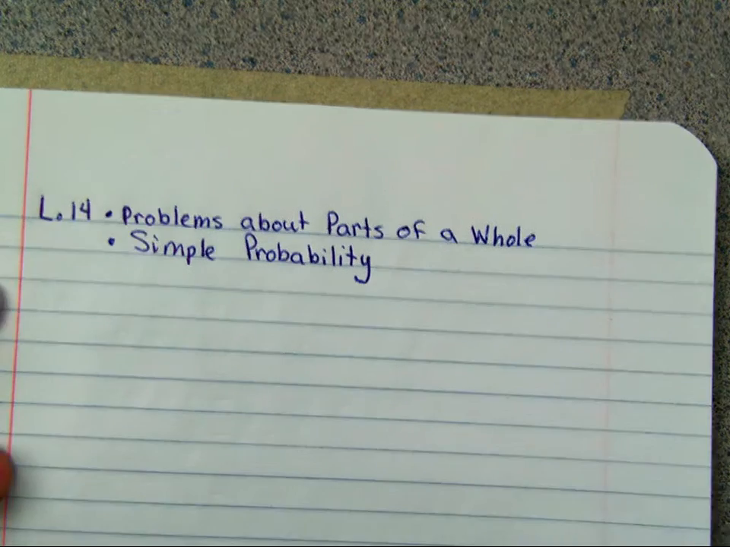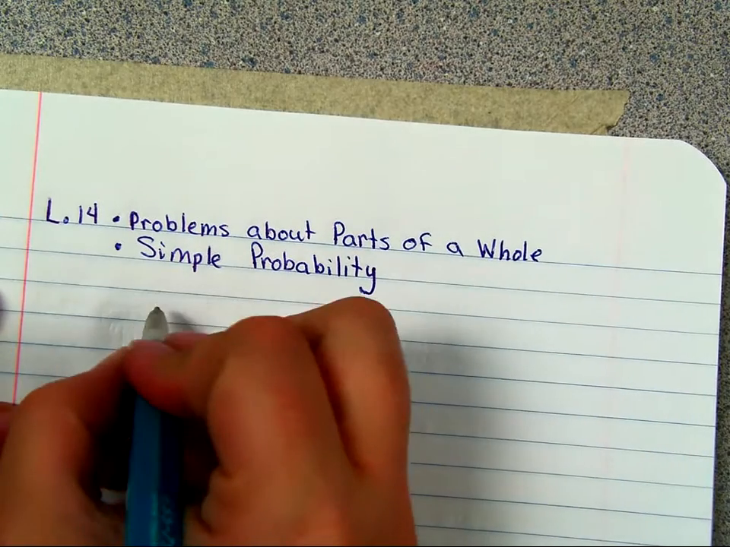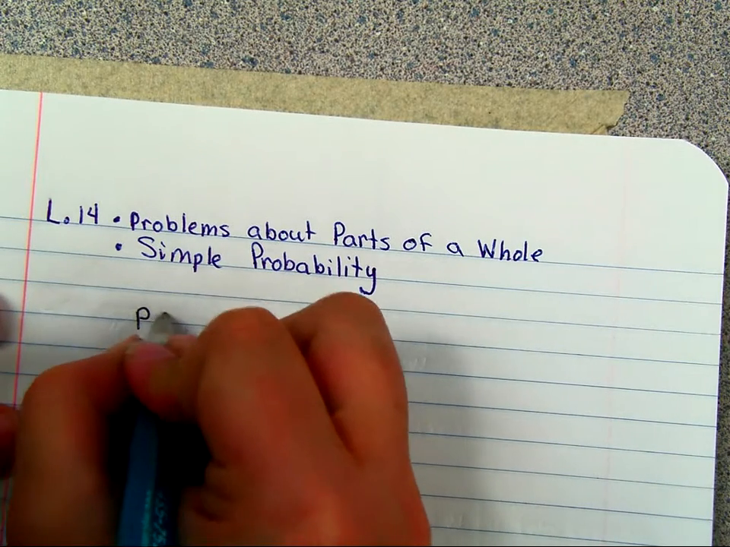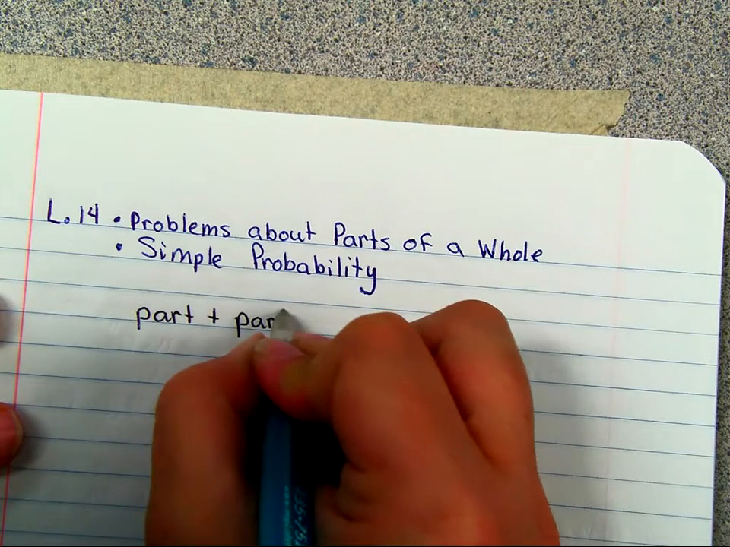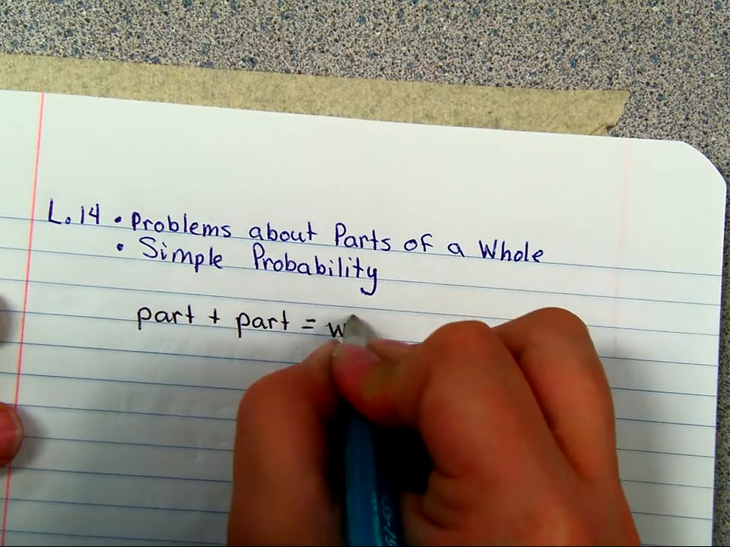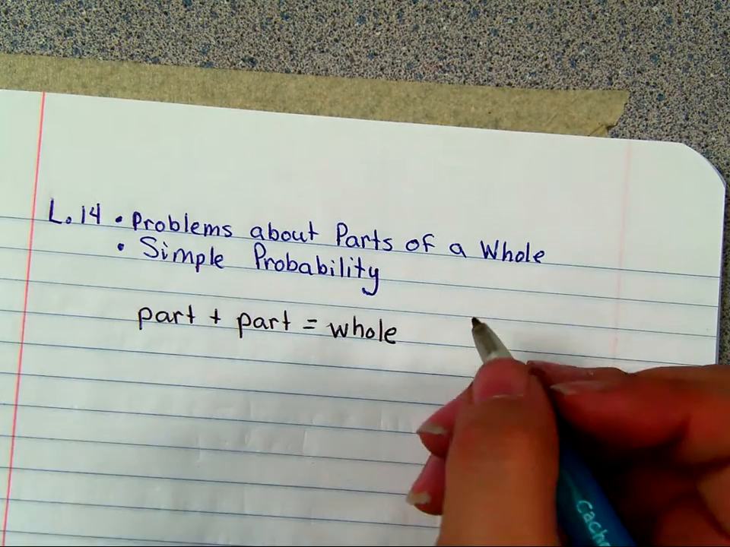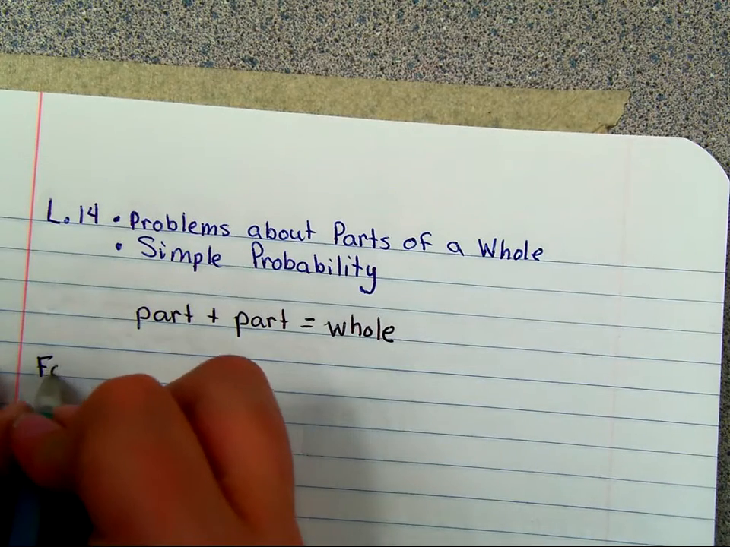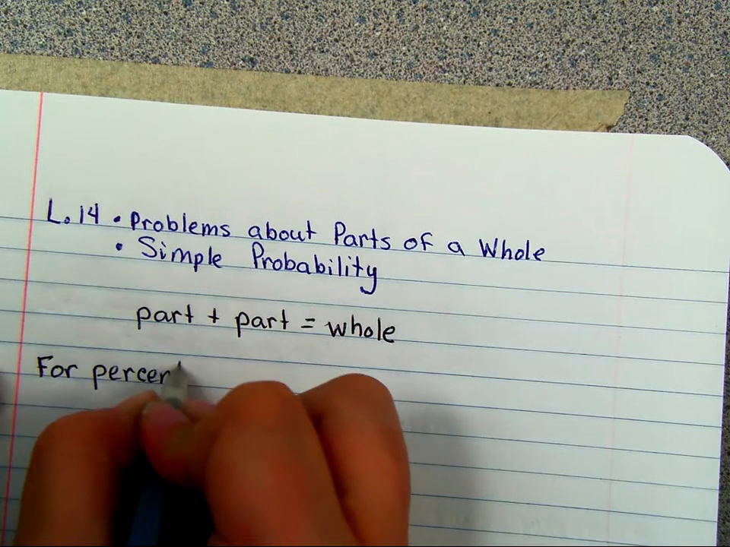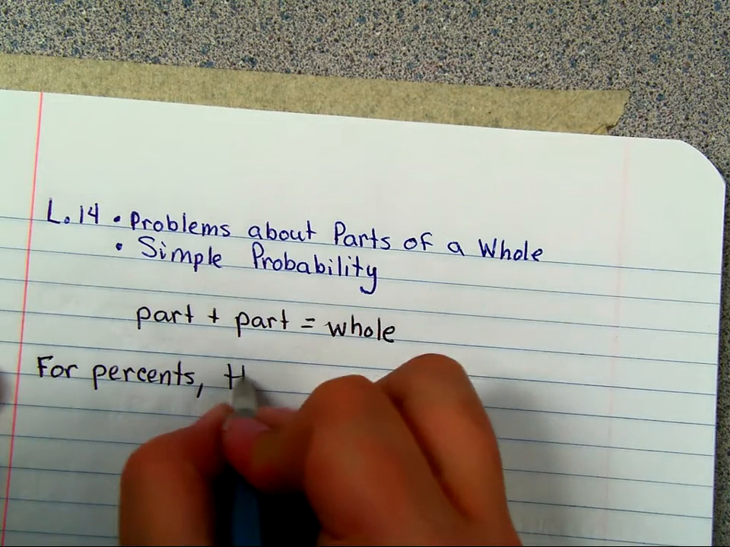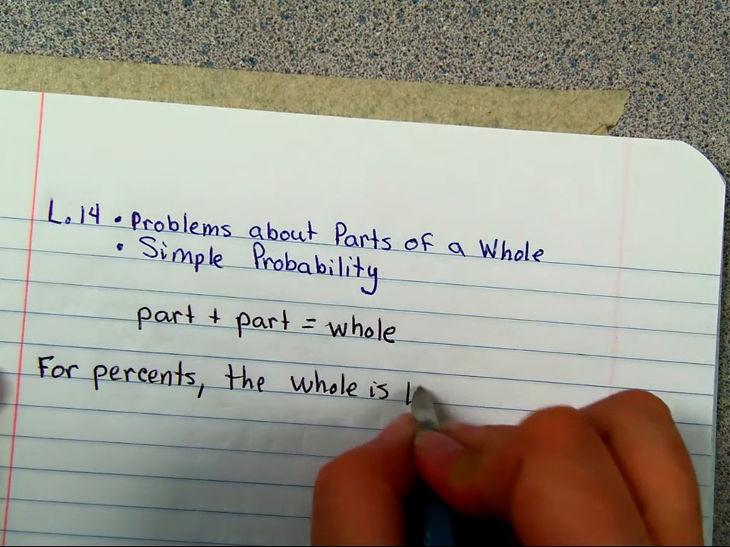So, parts of a whole is a type of plot that we would learn. We have a part plus another part, and it equals the whole. When we're talking about percents, the whole is 100%.